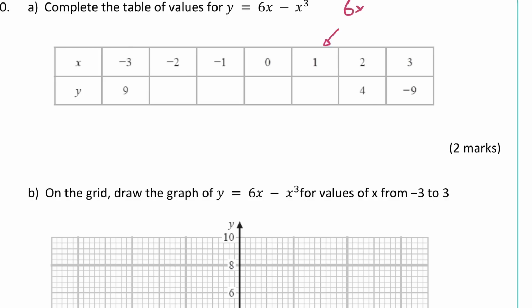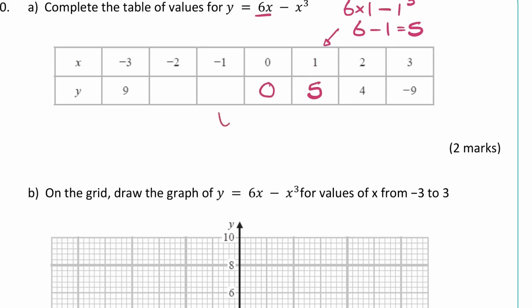So that's 6 times 1, 6x, take away x squared, x cubed, so 1 cubed. 6 times 1 is 6, 1 cubed is 1, so it's 6 minus 1, that gives me the answer 5. So there you go, the first one wasn't too bad. The next one's quite nice as well, because anything times 0 is 0, take away 0 cubed, we just end up with 0. So there's quite a nice one.